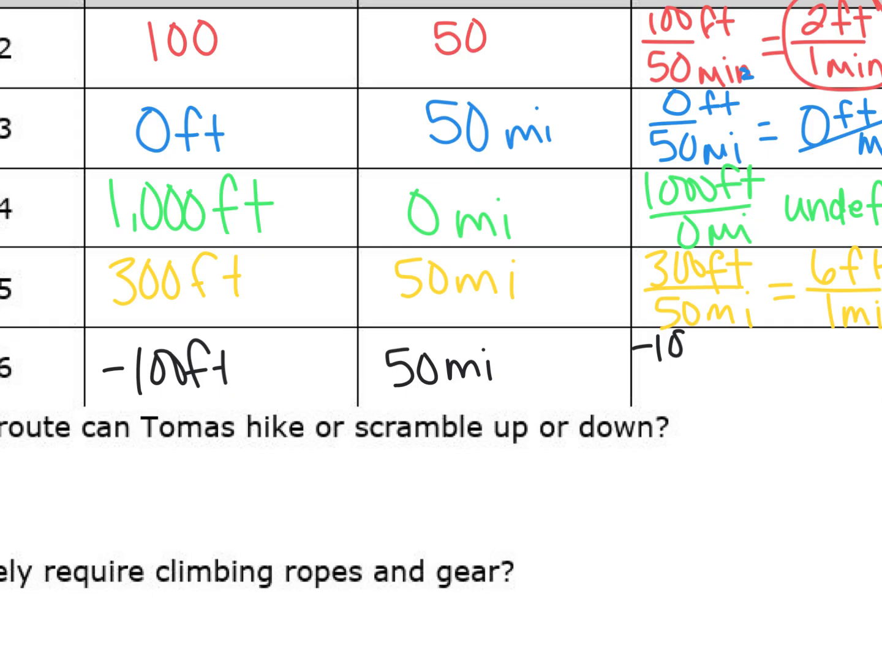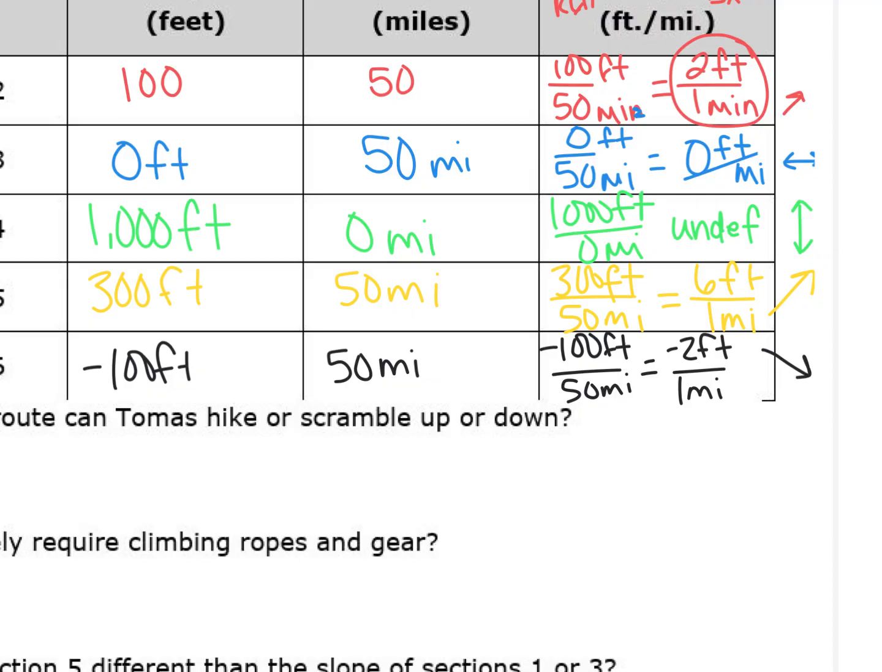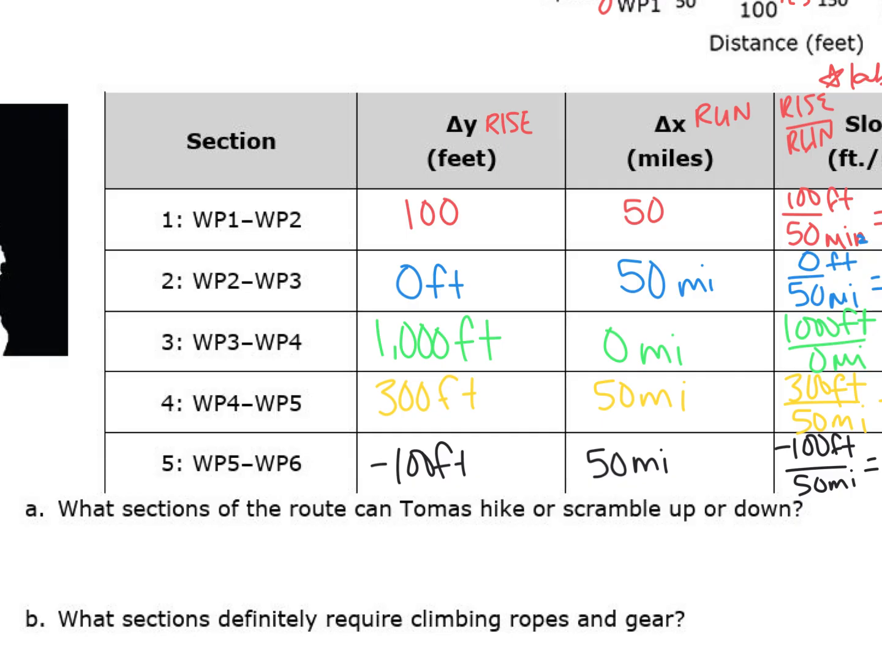Tell me about negative 100 over 50. Negative 2 feet every 1 mile. So now, instead of climbing the rock up, what are we doing? We're going down. Take this information in our table. We're going to answer some questions about it.